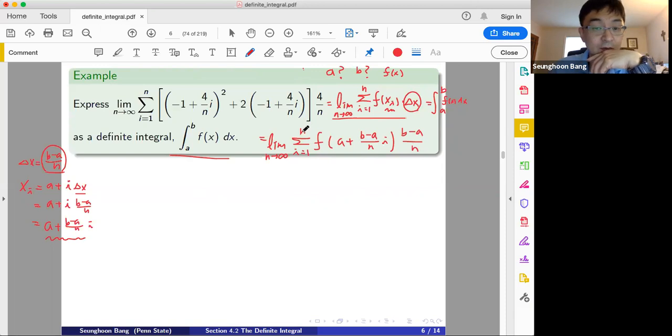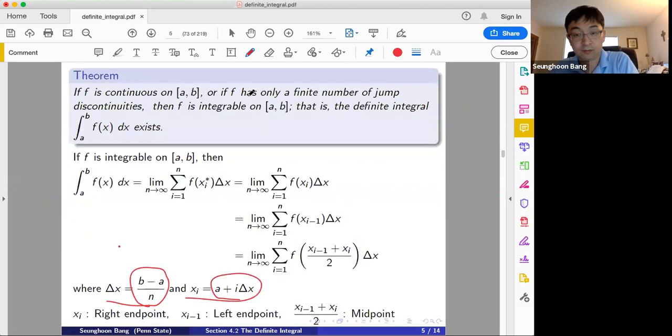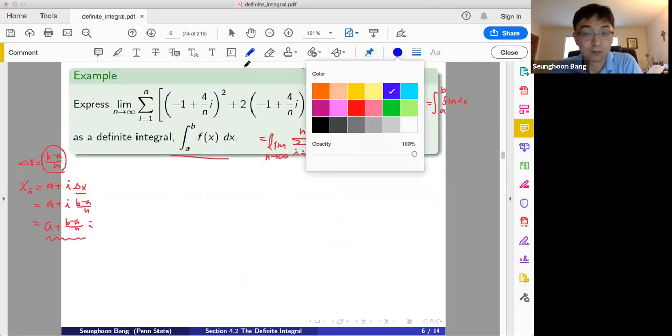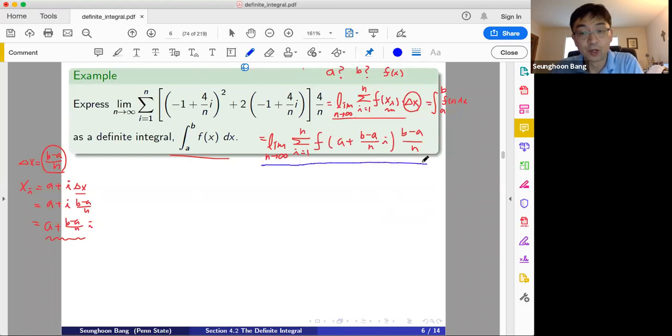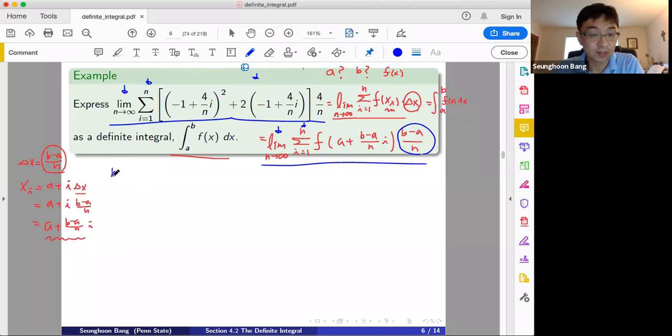Let me see. Next, you can compare this one with the original one. First one, limit, same. Summation, same. What was it like, (b minus a) over n, from the original one? Do you know what (b minus a) over n is? Could you write your answer on the chatting board, please? What is (b minus a) over n?